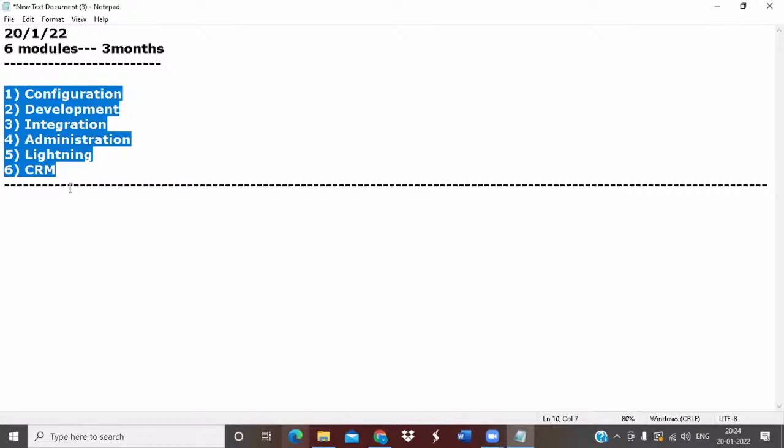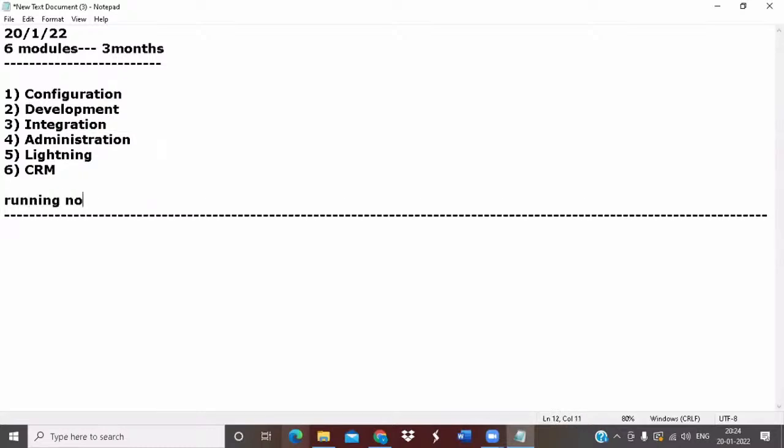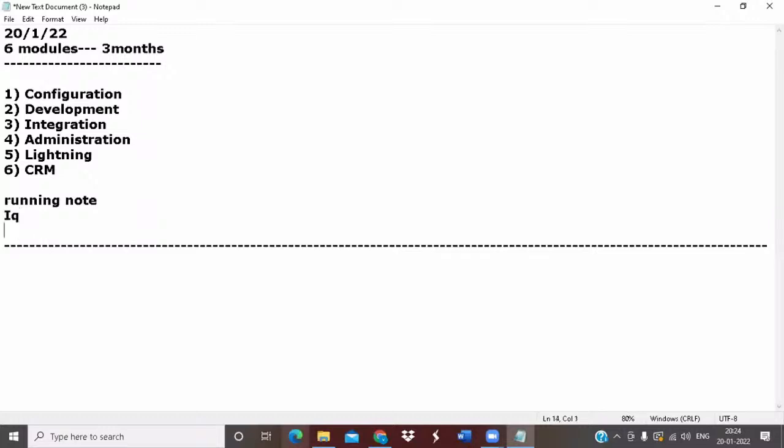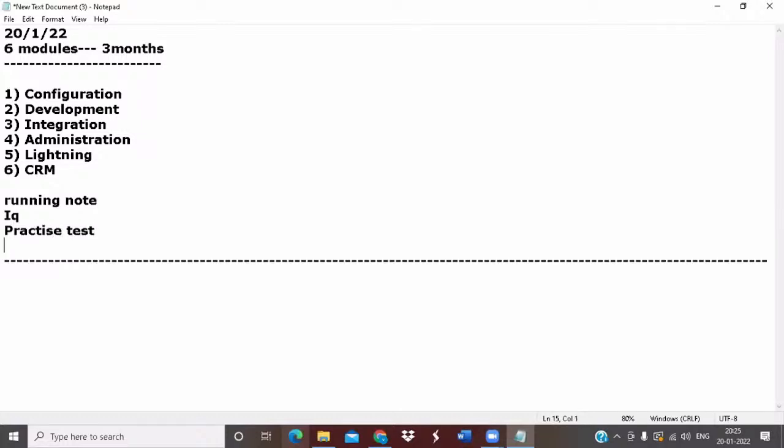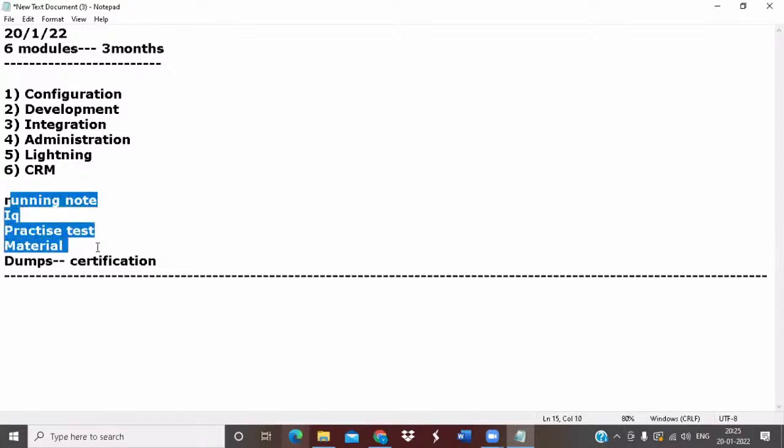Apart from these 6 modules, every day I'm going to share running notes. I'll also give interview questions, and we will discuss practice tests. I will also share the source material, and we will discuss the examination dumps, application dumps I'm talking about. I'm going to provide these for you guys. That is more than enough. With the help of this information, you can easily crack the job, Dheeraj. Clear? Yeah, sure. Thank you very much for that explanation.